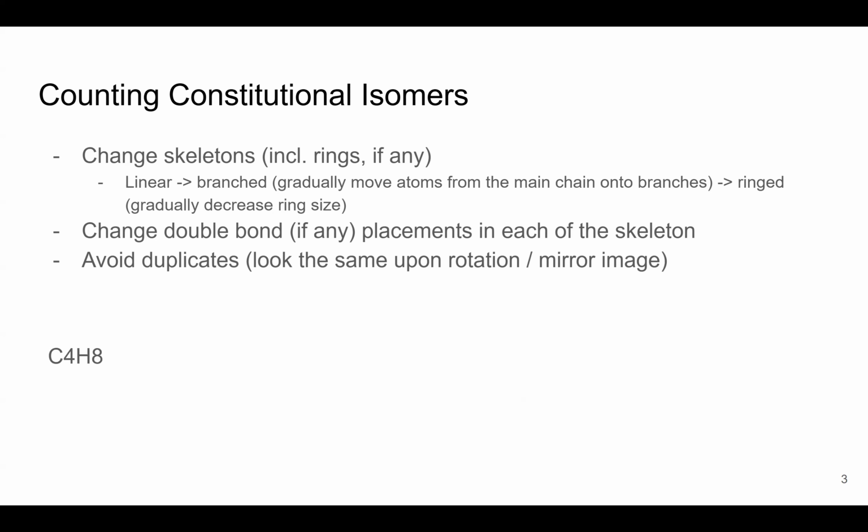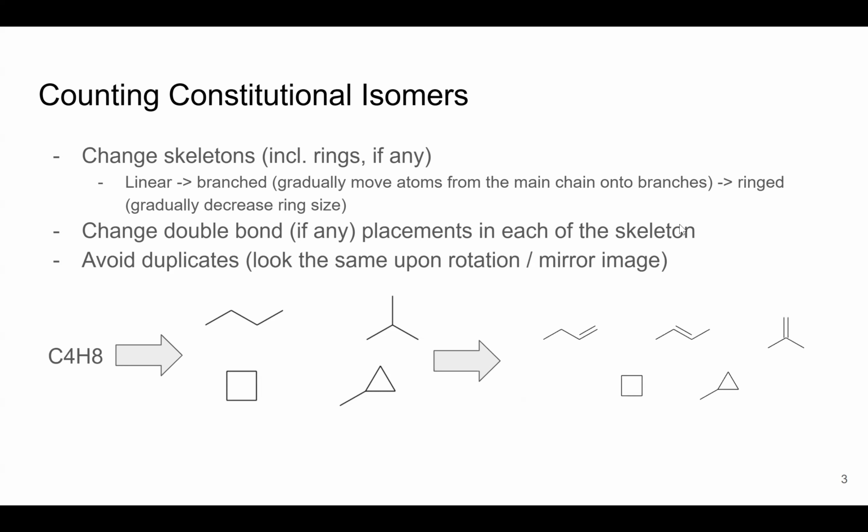So let's start with a simple example: C4H8. With four carbons, you can draw these four possible skeletons. Then you can move the one double bond in each of the skeletons, keeping in mind the number of hydrogens you have available. In this case, you have 8 hydrogens available, and you can only have one double bond or one ring. Just make sure you don't draw any duplicates. If you draw the double bond here, or if you draw the double bond here, both cases give you the same molecule, so make sure you don't draw both.